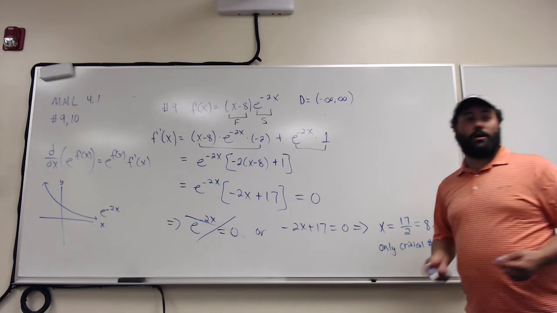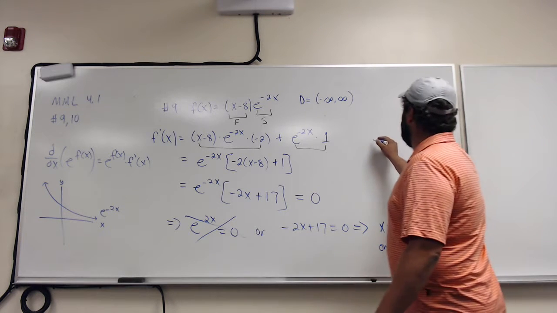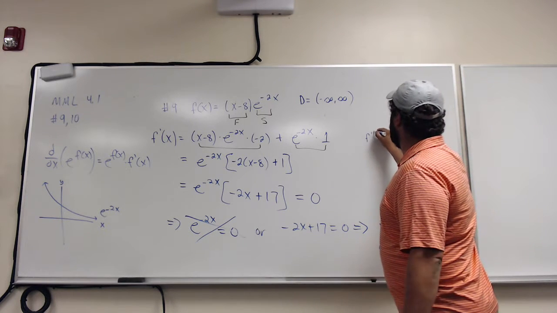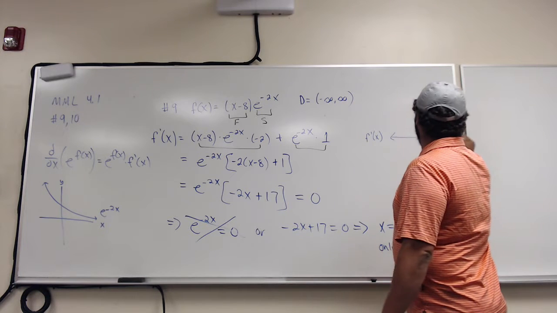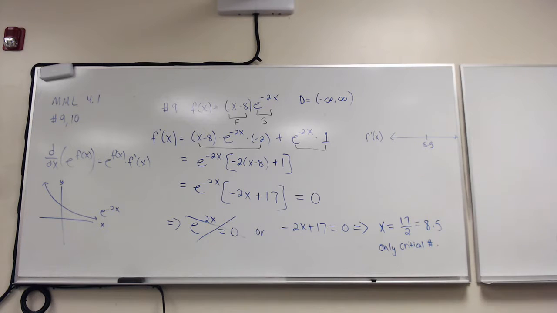It's also the only partition number, but it happens to be in the domain, so it's a critical number. So now what are you going to do? You're going to form your number line. So this is the sign chart for the derivative. You can put your 8.5 on it, and then you're going to test values.